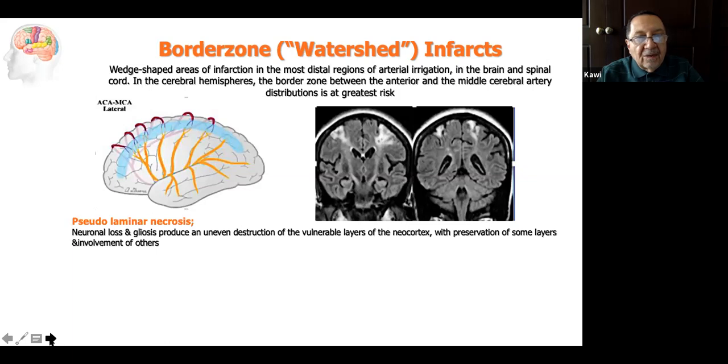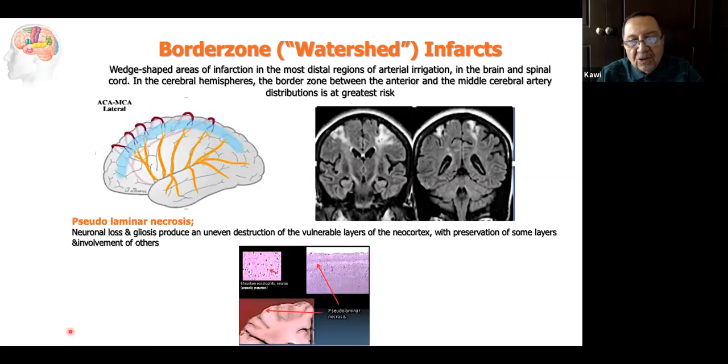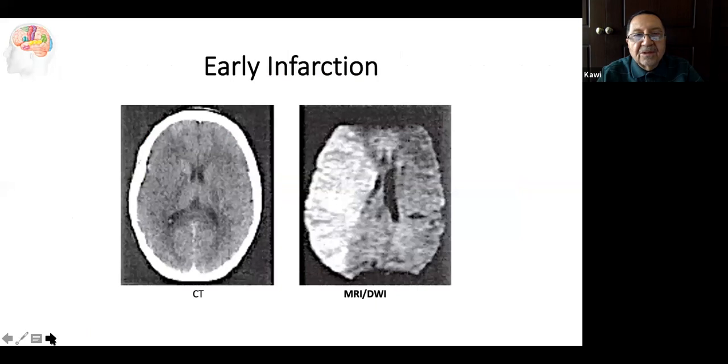And in that case, we get what is called pseudolaminar necrosis. Pseudolaminar necrosis is the involvement of the very vulnerable layer of the cortex, which is usually the large cell layer because its metabolic demand is high. We can see it grossly as a small line inside the cortex. And we can see it in the histological sections. We can see that there are several cells that die in the pseudolaminar necrosis.